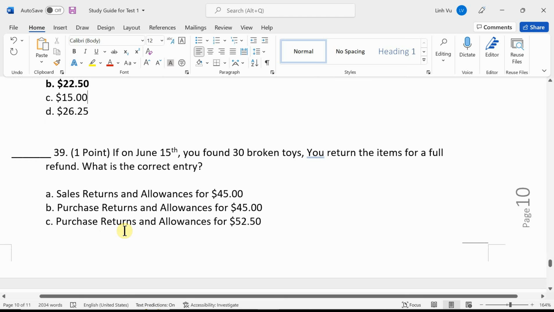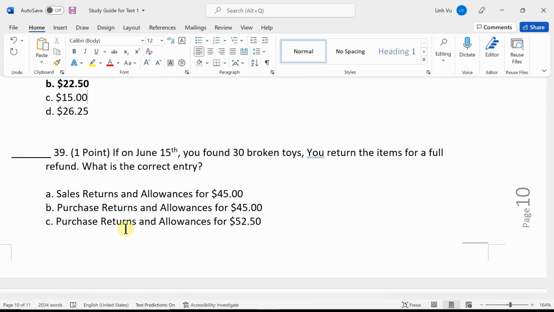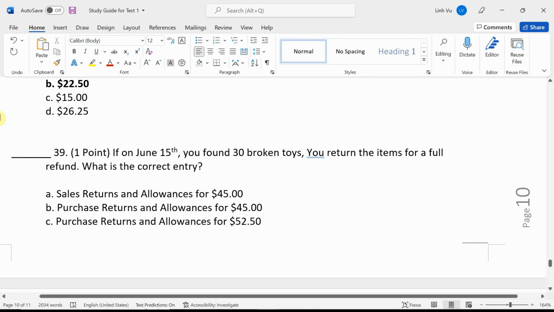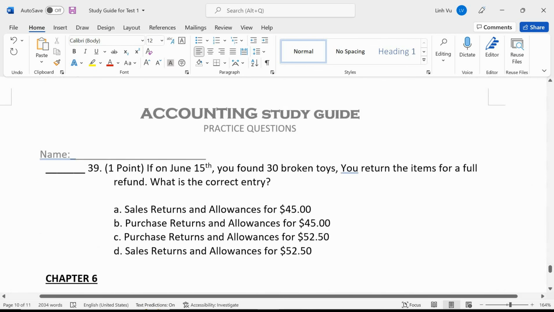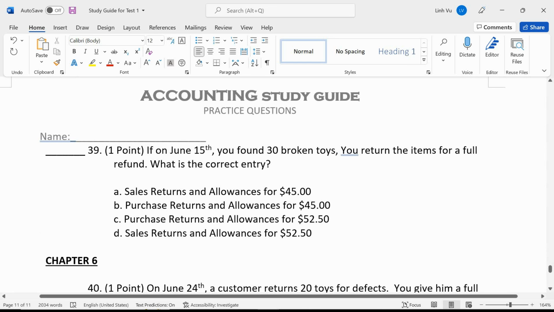Okay. Number 39. If on June 15 you found 30 broken toys, and of course, you return these items for a full refund, what is your total? What is the correct entry? Here, let me push this down so you can see answer D as well. So 39 again. If on June 15 you found 30 broken toys and you return the items for a full refund, what is the correct entry?